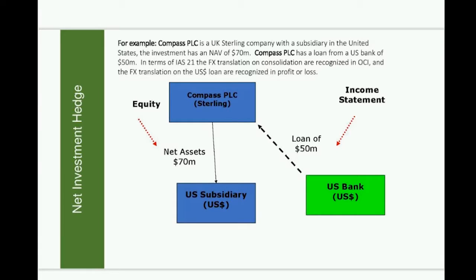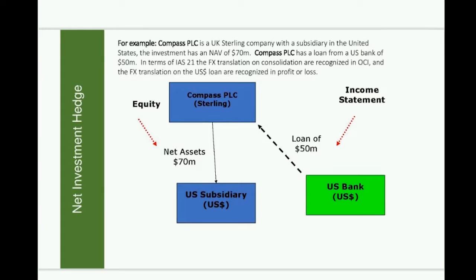Now, if you are part of the management of Compass PLC, you would be saying, on the one hand, we have a US dollar asset in the form of our subsidiary, which generates US dollar inflows, and we have a US dollar liability where we have to settle in dollars. So when I'm looking at my currency risk, I could make the argument that, strictly speaking, I'm only really exposed to a net 20 million US dollar net asset, and I've hedged by borrowing in dollars 50 million of that net asset.